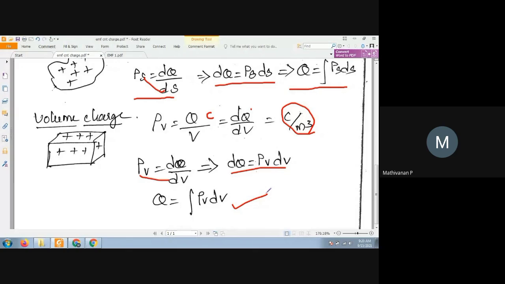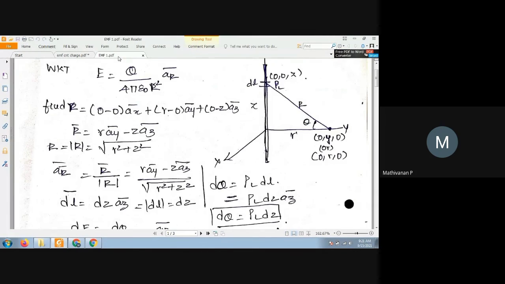So am I clear with this concept? Can I move to the next one? The next one is a very important thing. We are going to apply everything from the basic concept. We are not going to study anything new. Can I move further? Or else if you have any doubts, you can ask me. Thank you. So I will move to the next slide.